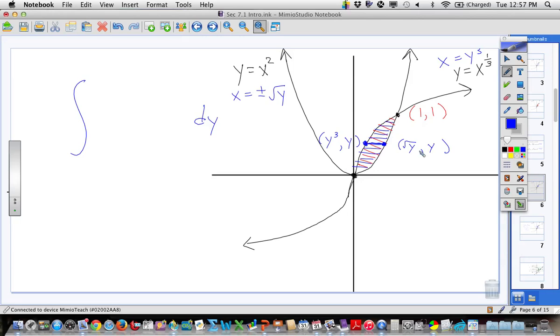Okay? So now what are we going to do? We're going to take the right x-coordinate, which would be that, minus the left x-coordinate, which would be y cubed.